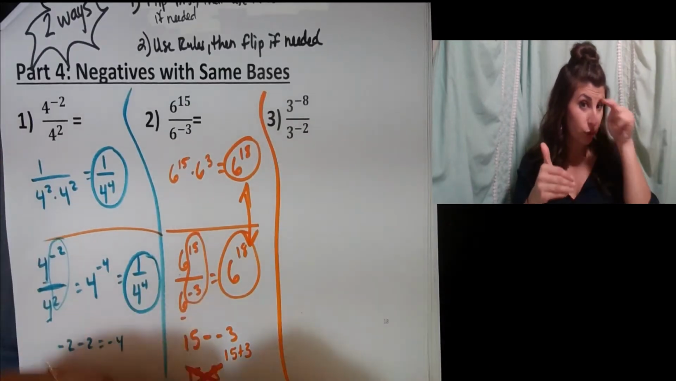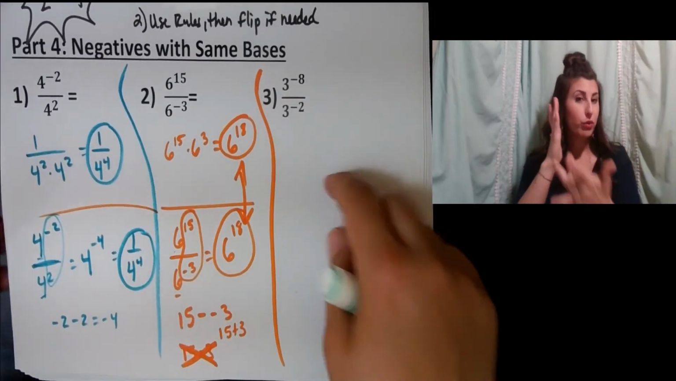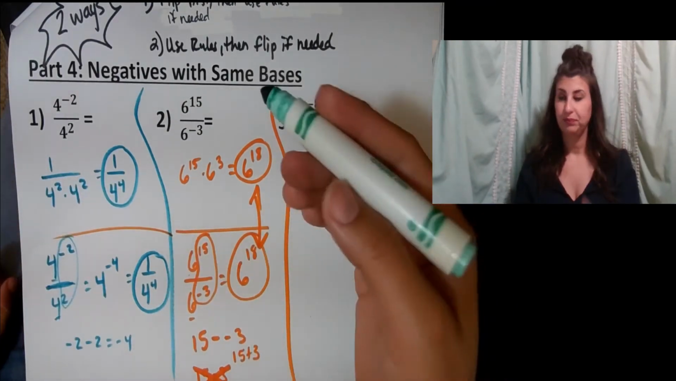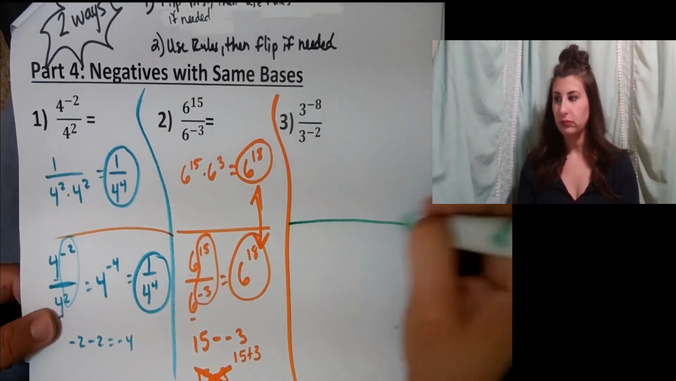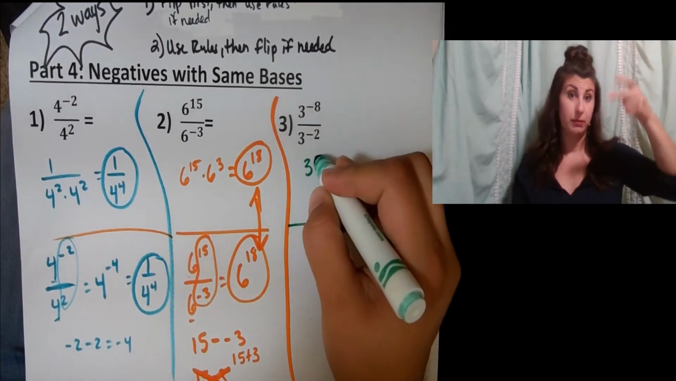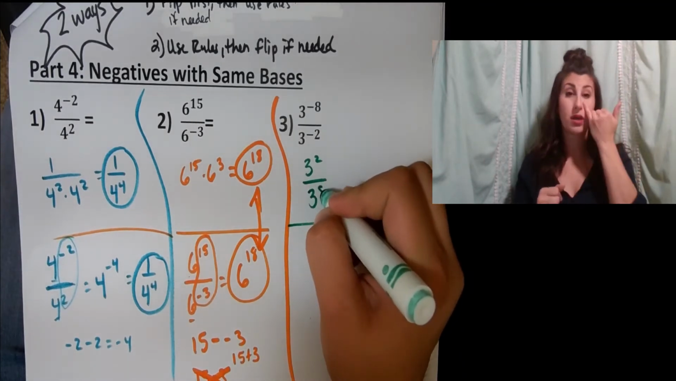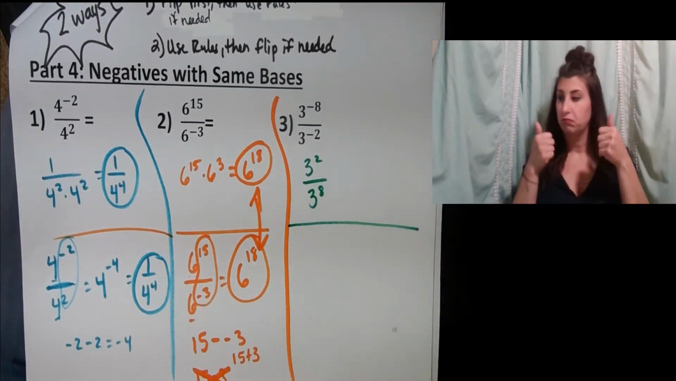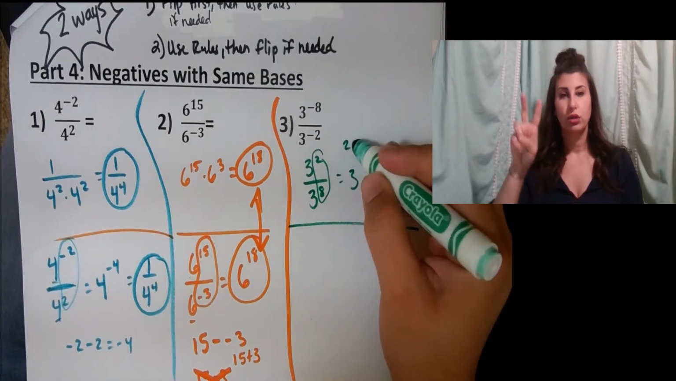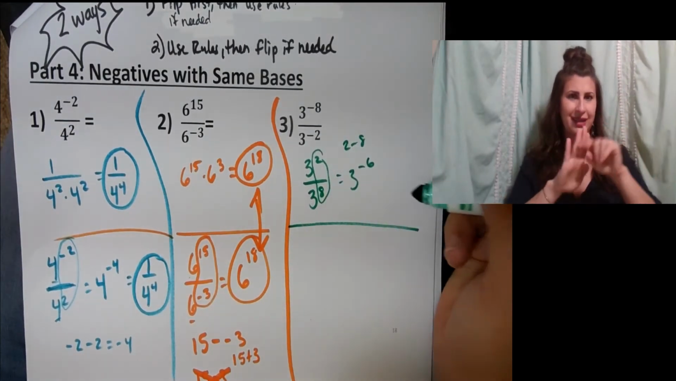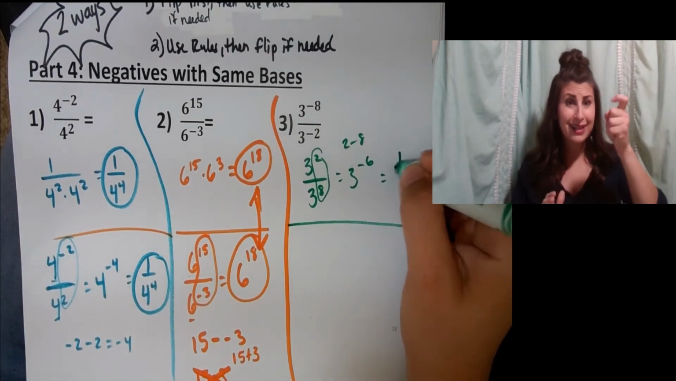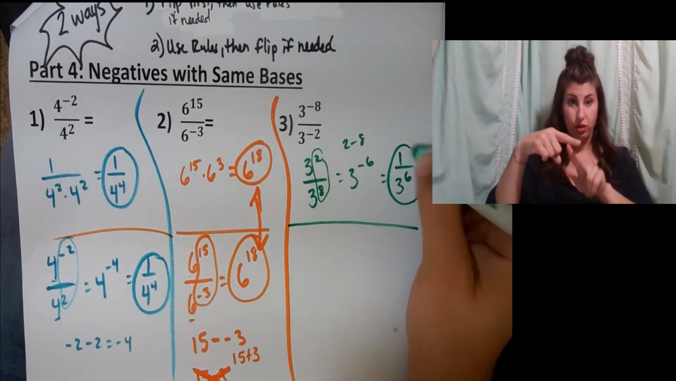Okay, I'm going to show you both ways one more time for this page. All right, so flip first. That's the first way. Well, remember they're both negative, so I could just flip both of them. But remember, once we flip it, we have to make it positive. And then use the rules. So 2 minus 8 is negative 6, but I'm going to have to flip again, because it's a negative exponent, so I get 1 over 3 to the 6th.